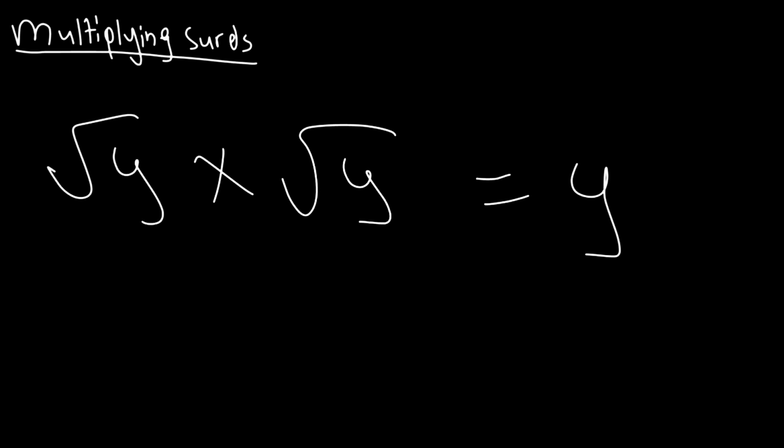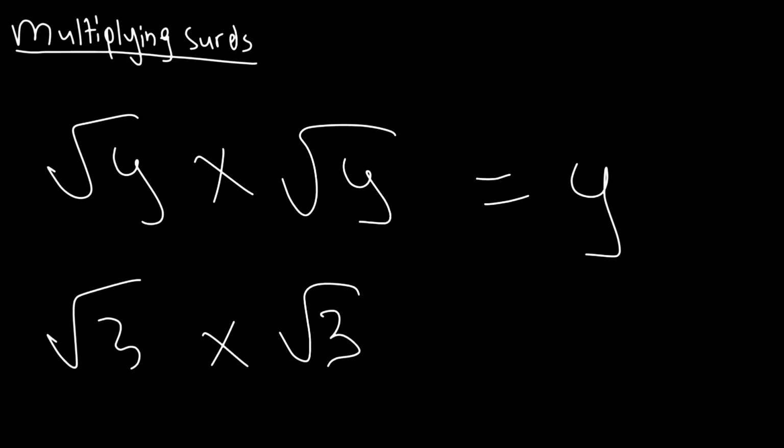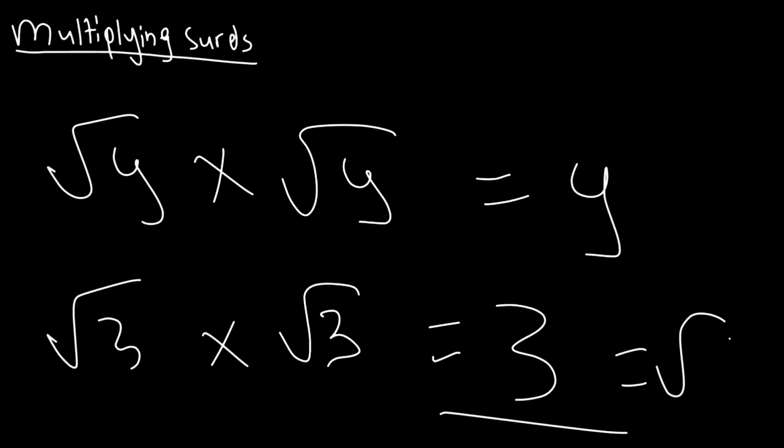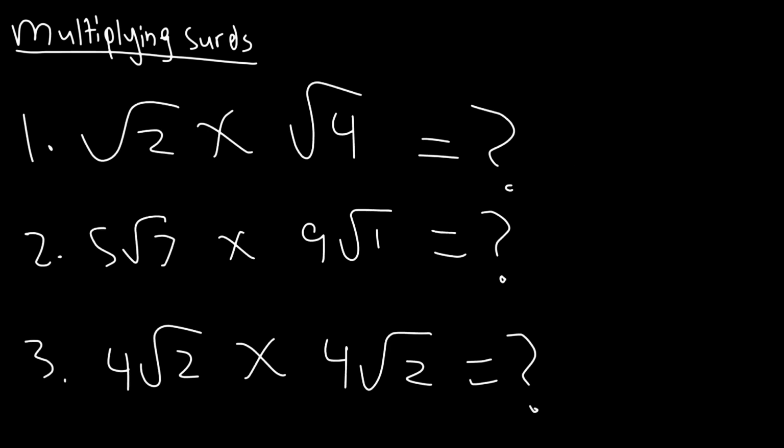Now something important to know, which isn't really that necessary, is if we have, for example, root y times root y, that's going to be equal to y. So what this basically means is, if we have a surd such as root 3, and we times it by itself, our answer is going to be the number inside the surd. Because logically speaking, root 3 times root 3 is equal to root 9, and we know that root 9 is equal to 3.